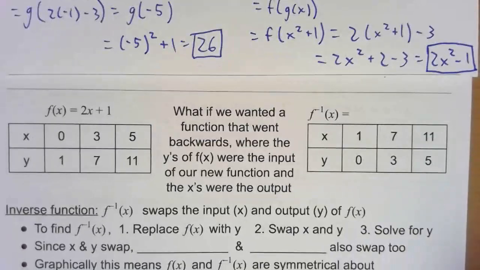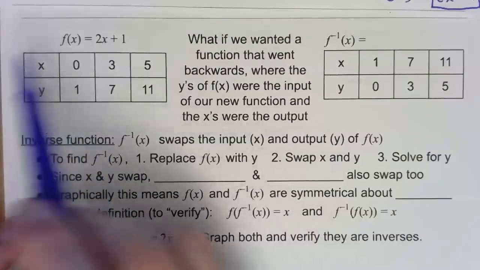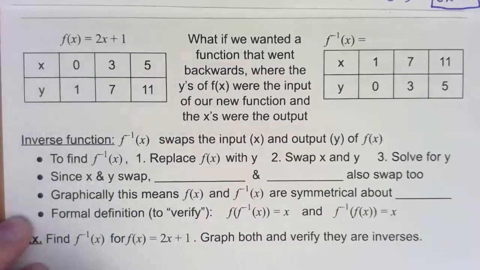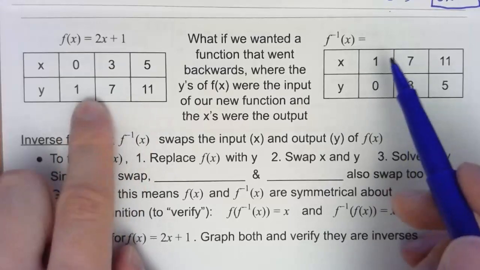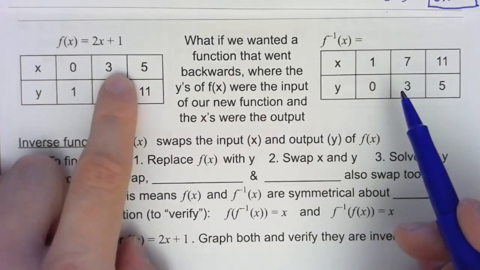So now we're going to take a look at something called inverse functions. So let's say we have a function where we input the x, output the y. We've got a nice rule for that. What if we want to go backwards? What if we want a rule where we input what used to be the y values, and it will output what used to be the x values?